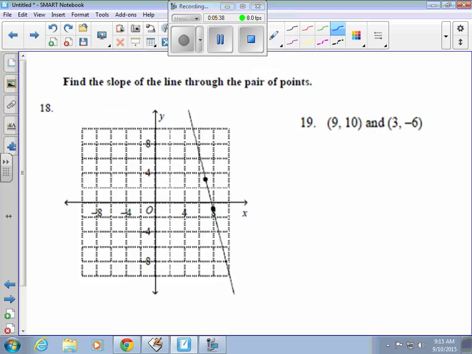Number 18 says to find the slope. So does number 19. You got a picture for 18. You got points for 19. Same thing, though. You have these 2 points right here. Now, you have to notice about this that it's counting by 2s.